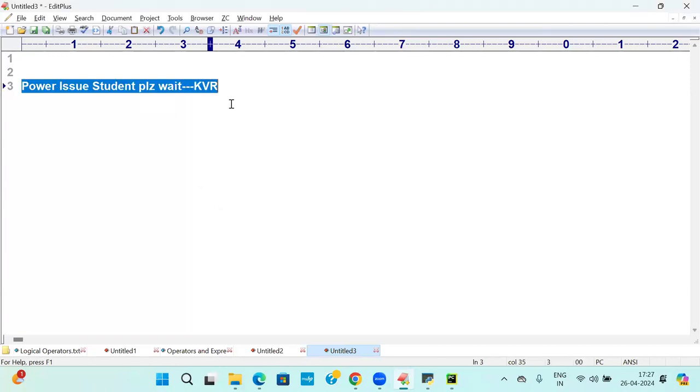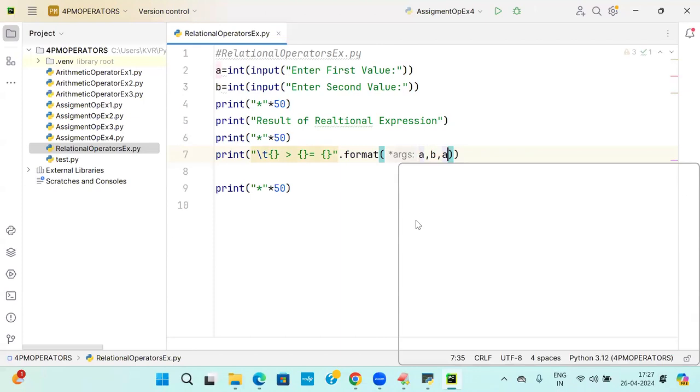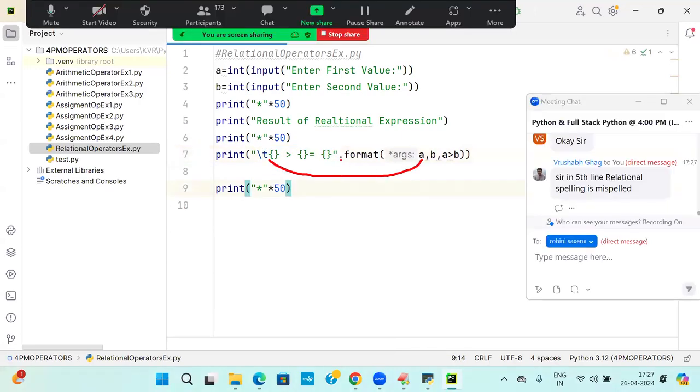Now, online students, let's start. Go to the place. Here I'm writing 10 greater than, what should I do here? Format of A comma B comma what? A greater than B. What is the value here? First value substituted here, second value substituted here, and A greater than B, true or false, will be substituted in this place.